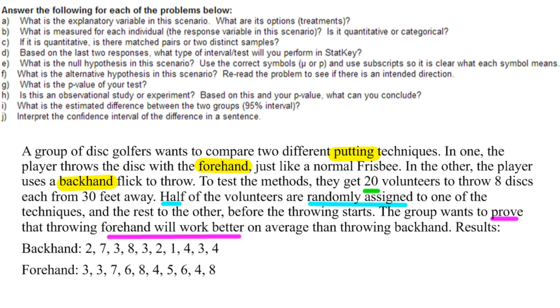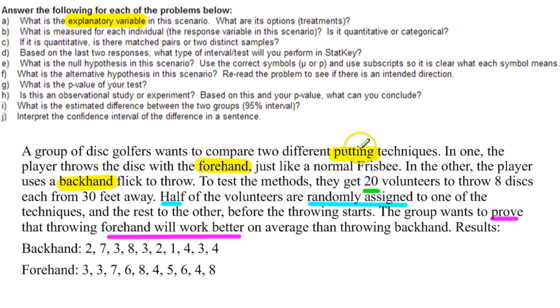And then we have our results down below, and a series of questions above that we're going to go through. We'll work through these one at a time, but we might jump around if it seems like it fits. First thing is, what is the explanatory variable and what are its options or treatment groups? The explanatory variable, the cause variable, the input variable, is whatever groups we're putting people into. It says the two different putting methods are being compared, so the explanatory variable in this scenario is going to be the putting methods.